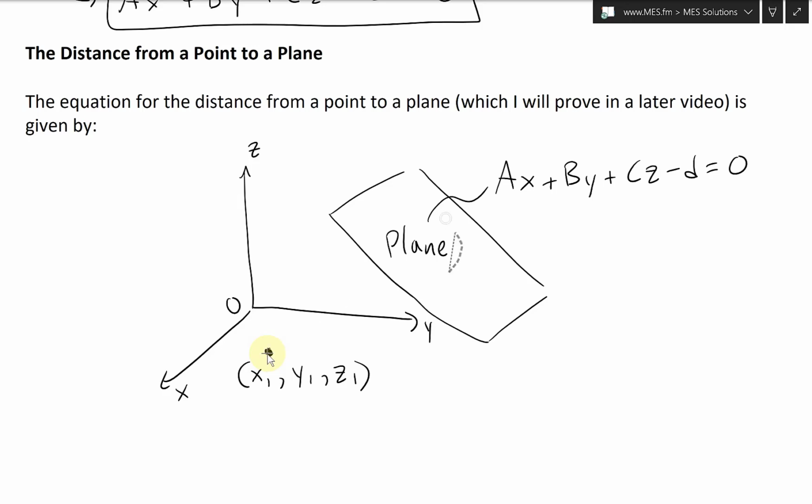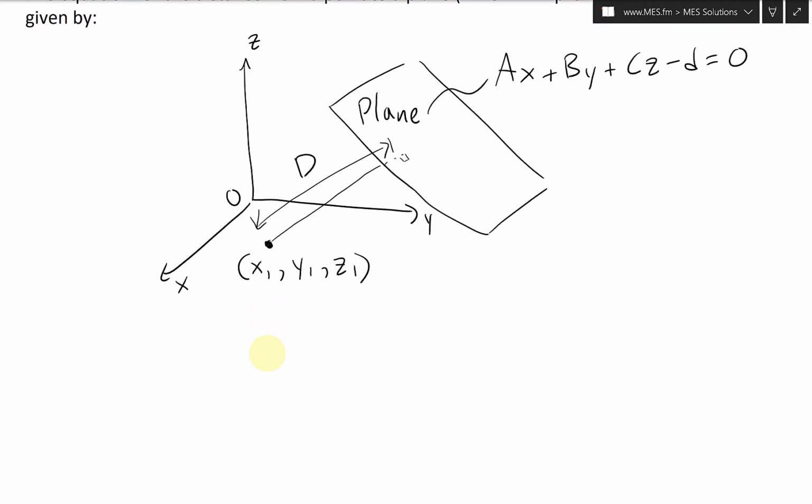So let's write this plane here. And let's say this line goes all the way across here, and it's going to be at a right angle to the plane, because that's the closest distance to it. And this point right here, we'll call this D. So this distance, like that, let's call this D.